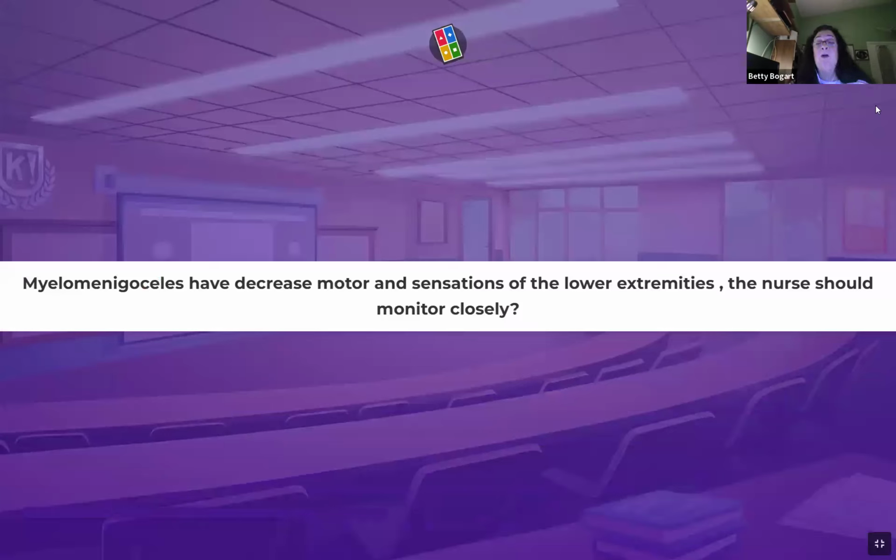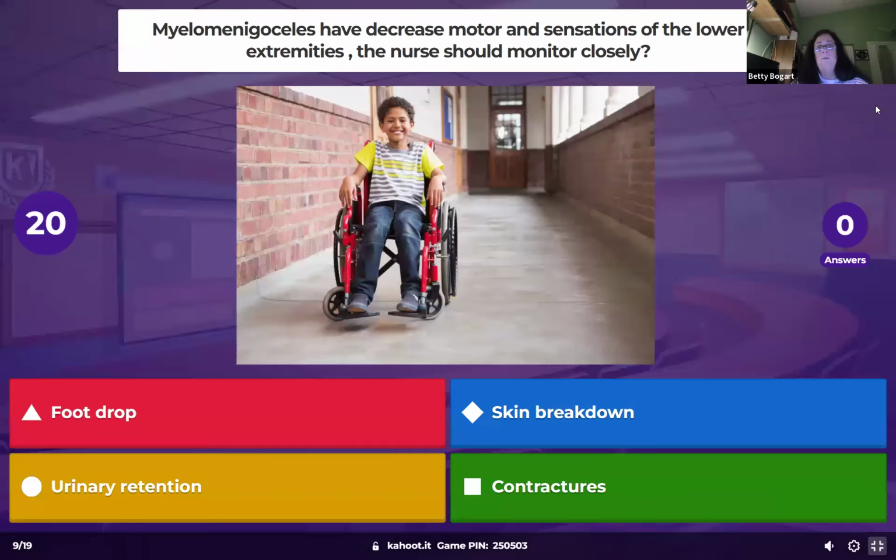Myelomeningocele have decreased motor and sensations of the lower extremities. What should you monitor closely? What's the one thing you really closely monitor? You've got decreased sensation down below. And any of those could be an answer.